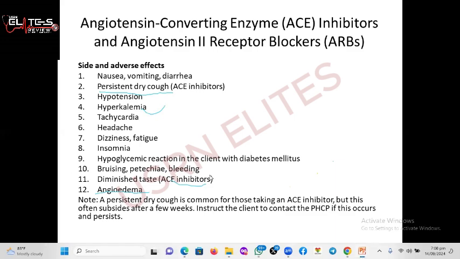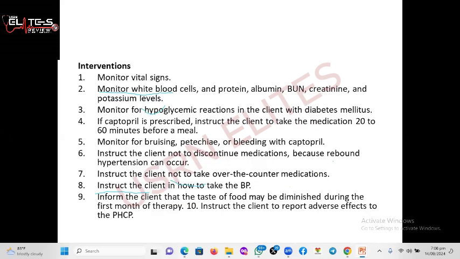Now, let me come to the intervention. I think vital signs is very important because this is hypertensive. You need to monitor for hypertension if someone is on this. I've talked about the potassium level, the kidney function. You need to monitor all these things.